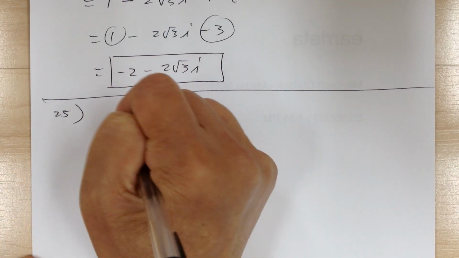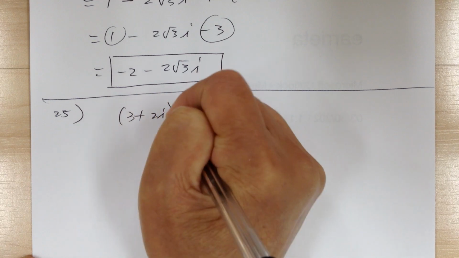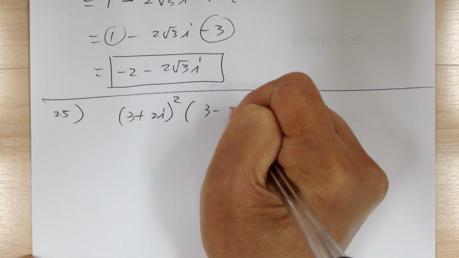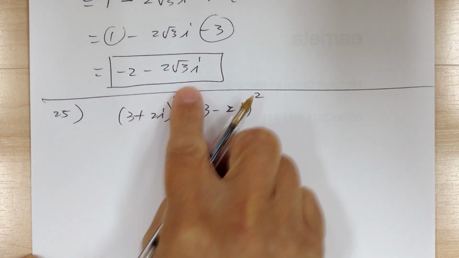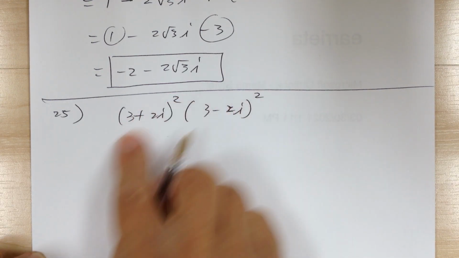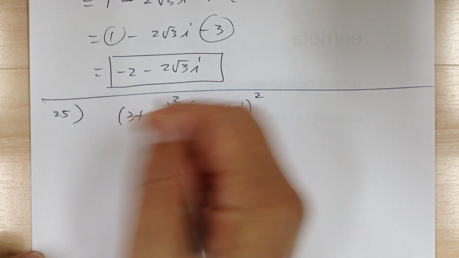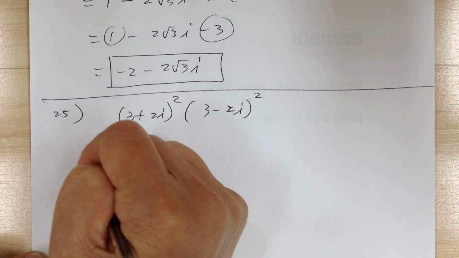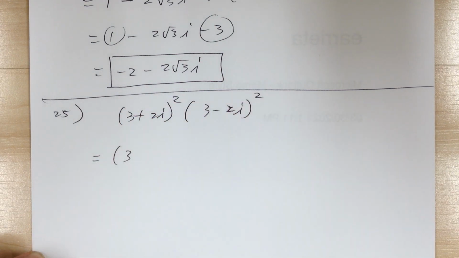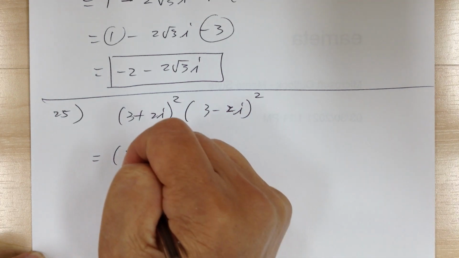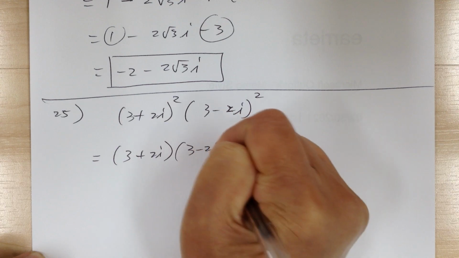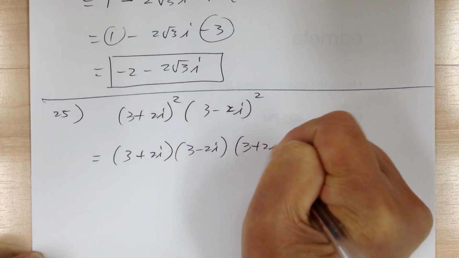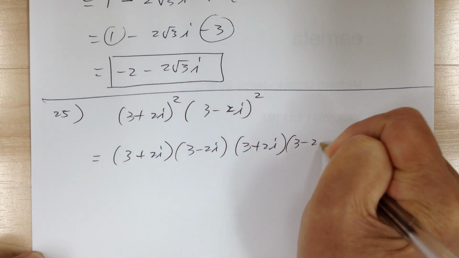Okay, number 25, I had 3 plus 2i squared. I got 3 minus 2i squared. Now notice this is a conjugate. So instead of squaring these, you can do that, but it's more complicated. So what I'm going to do is I'm going to write it out this way. Because again, whenever you see the conjugate, always go for the conjugate. So you got 3 plus 2i, 3 minus 2i, 3 plus 2i, 3 minus 2i.